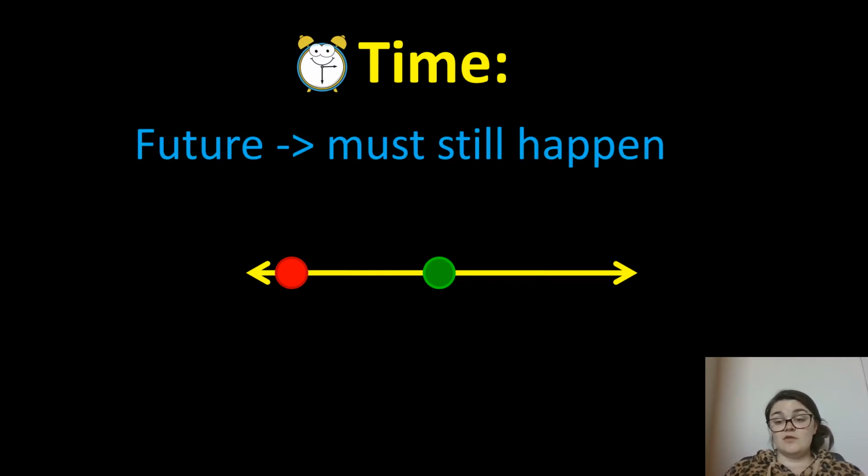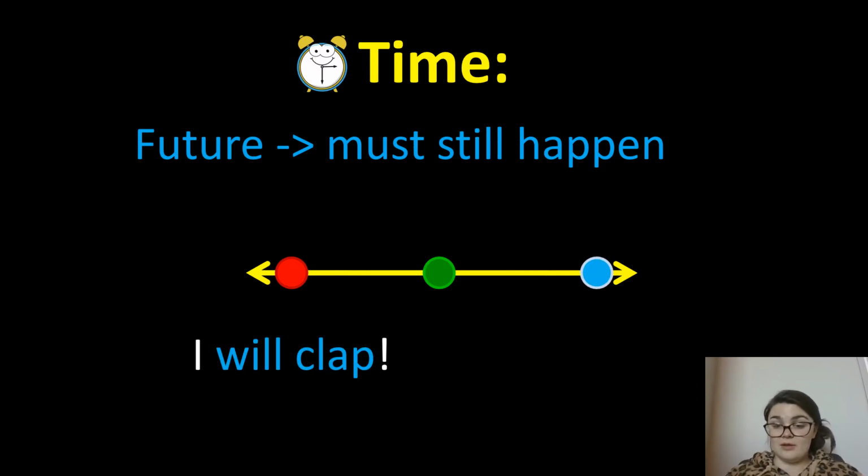Now we can talk about the future. Future verbs are things that must still happen. They haven't happened yet, but they will. We use that word will when we're talking about the future. I will clap. I will jump, but not yet.